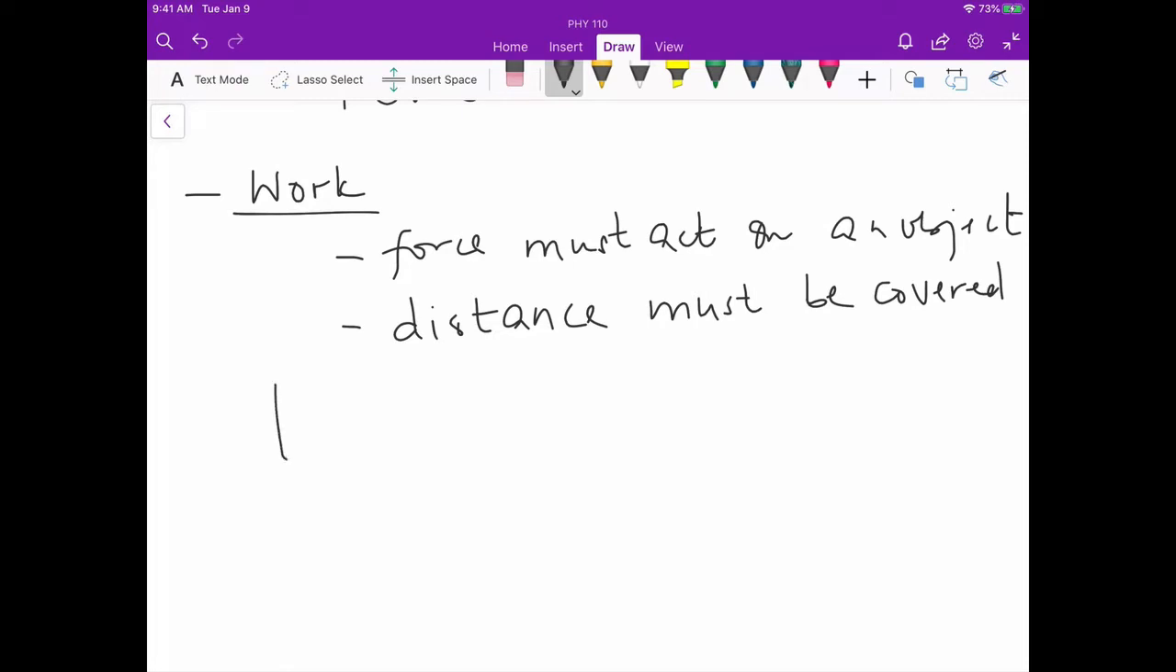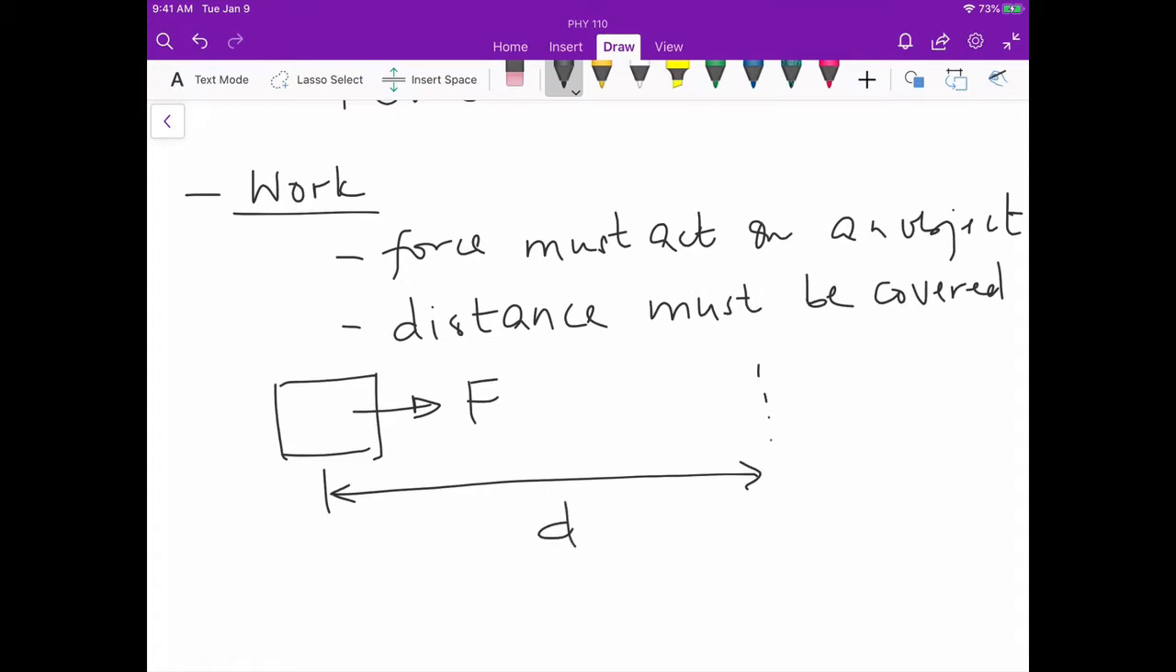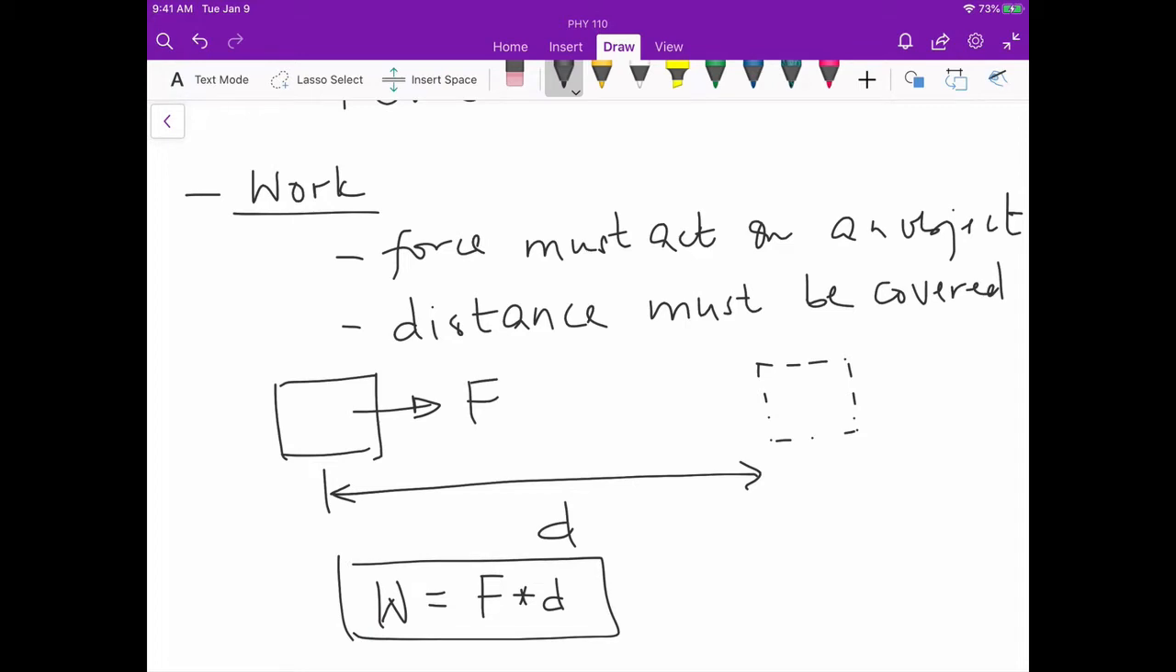If you have a certain object, let's say a chair or table, and you apply force on it, are you guys following me? Then there has to be a certain distance that you need to cover. Okay, certain distance must be covered. Then when that happens, work, abbreviated as uppercase W, is calculated as force times distance. Okay, the magnitude of the force multiplied by the distance.